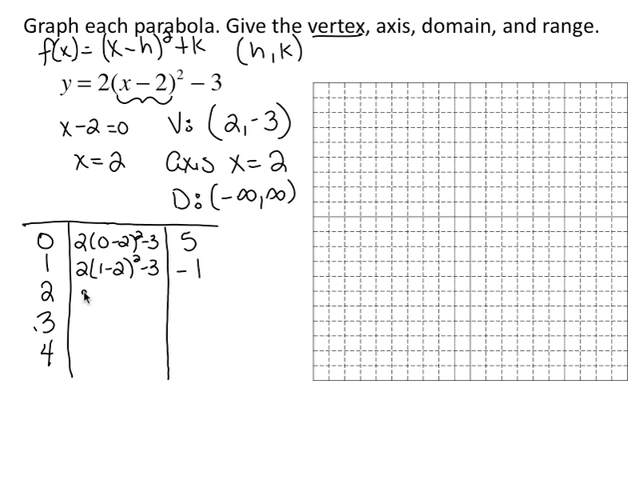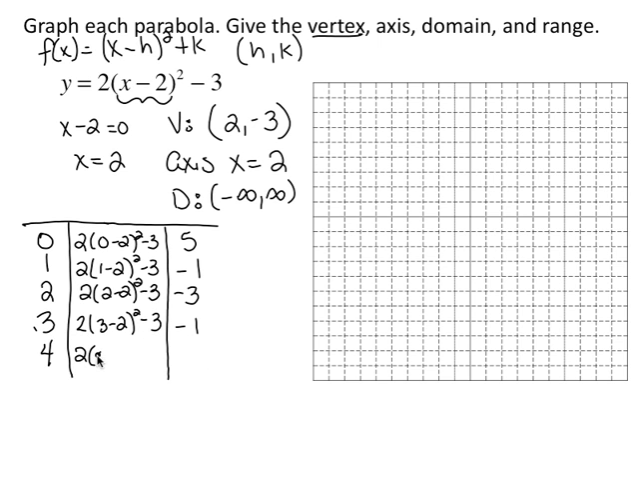And then I'm going to plug in my 2. So I get 2 times 2 minus 2 squared minus 3. So 2 minus 2 is 0, and anything times 0 is going to be 0, and we get negative 3. And that's our vertex there. And then I plug in 3, so 2 times 3 minus 2 squared minus 3. We get 3 minus 2 is 1. Squared, that's 1. 1 times 2 is 2. Minus 3, that gives me a negative 1.